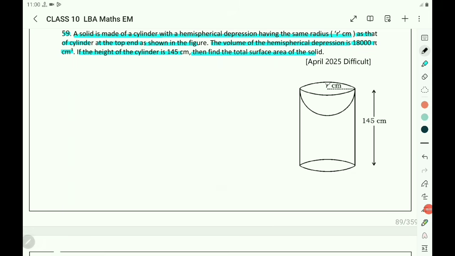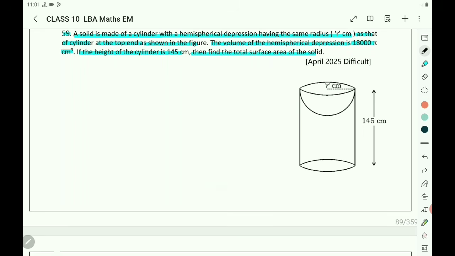Observe the figure here. A solid is made up of a cylinder with a hemispherical depression. It is a cylinder, and in the upper part there is a hemispherical depression. What is given here? The volume of the hemispherical depression is given, that is 18,000 pi, and the height of the cylinder is given. What we have to find out? We have to find the total surface area of the solid.